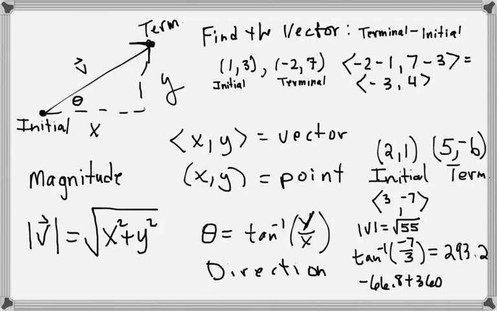You always have to use the vector to find the angle, not one of the original points. When I do tangent inverse, if your angle is in the 4th quadrant, it's always going to give you the negative version. In this case, we're in the 4th quadrant, so I got -66.8. Add 360 to that to get the positive angle, 293.2.